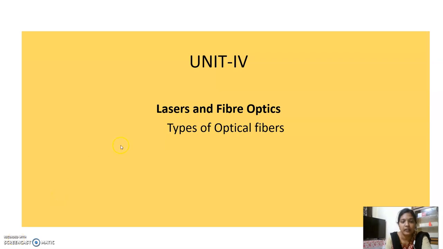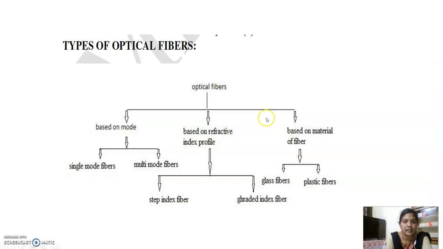Hello everyone. In Unit 4, Lasers and Fiber Optics, we will discuss the types of optical fiber. Optical fibers are classified based on the modes, based on refractive index, and based on materials. Based on the mode, it's classified into single mode and multi-mode fiber. Based on the refractive index, it is classified into step index and graded index fiber. Based on the material, it is classified into glass fiber and plastic fiber.